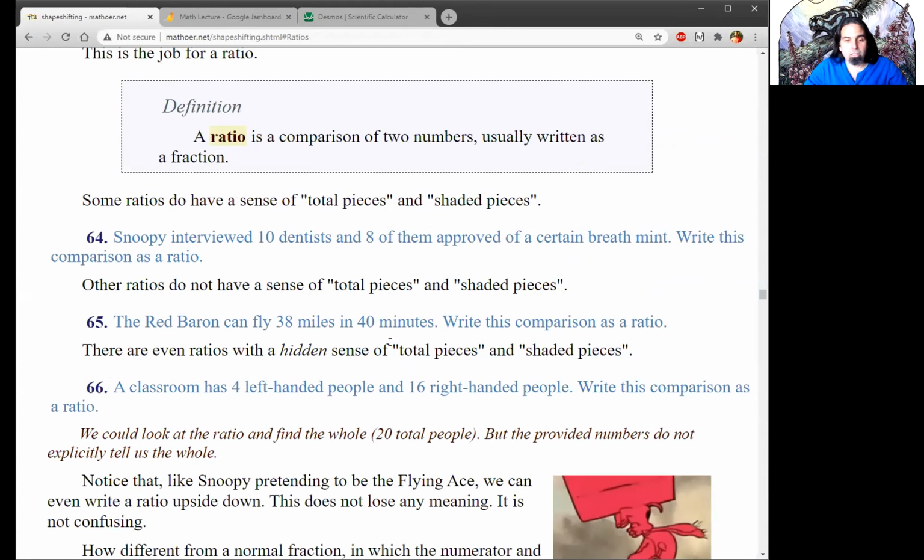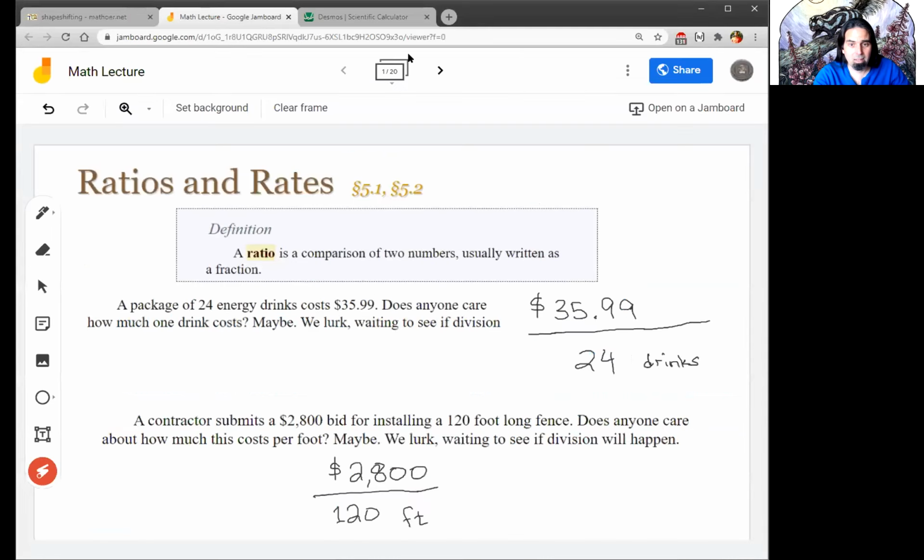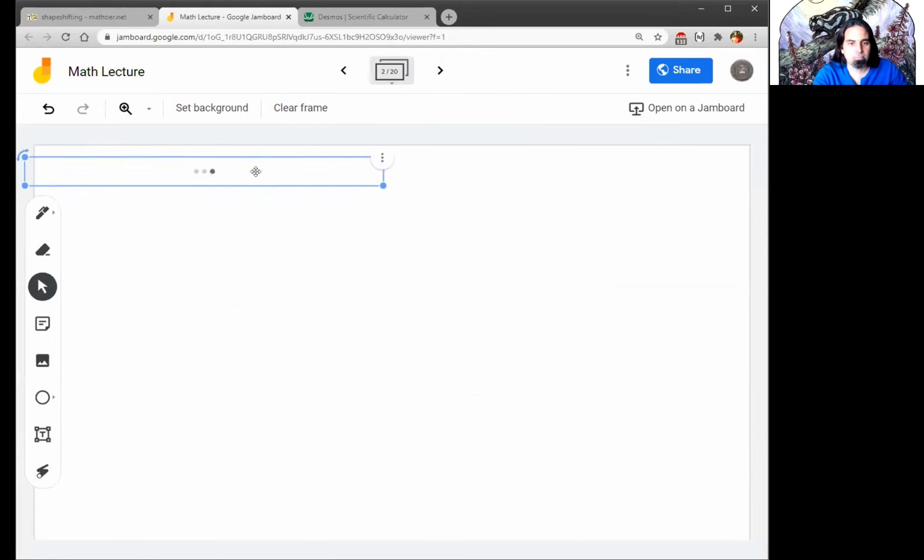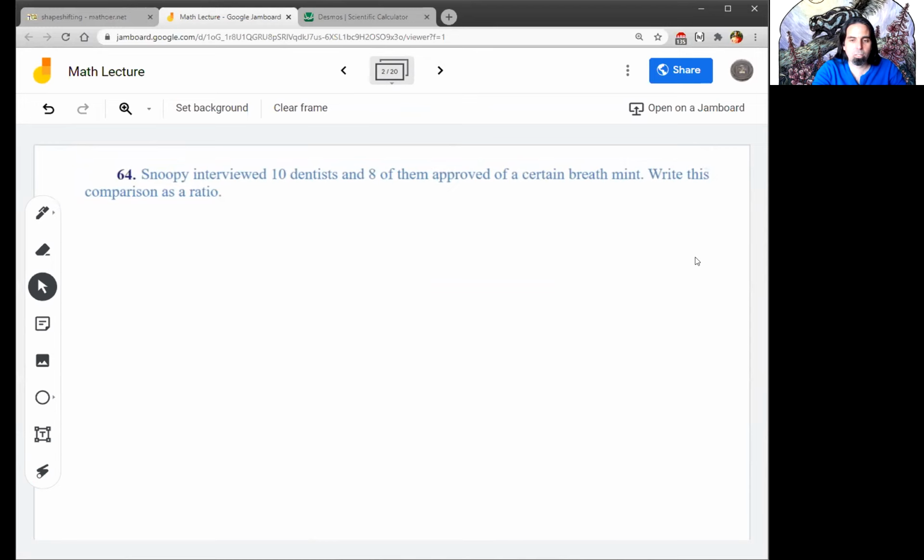Now, just because we're doing this doesn't mean we can't have a sense of total pieces and shaded pieces. There used to be commercials all the time about breath mints. We interviewed dentists and 8 out of 10 dentists approved of our breath mint. So how would we rate that or write that as a ratio? Don't think too hard. We're just writing one number on top of another. 10/8. We could do 10/8. We could also do 8 out of 10.